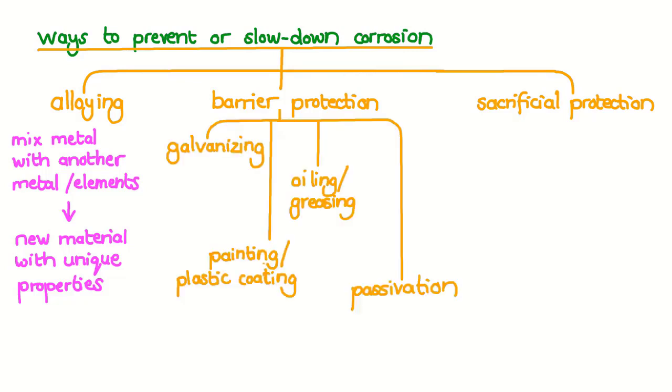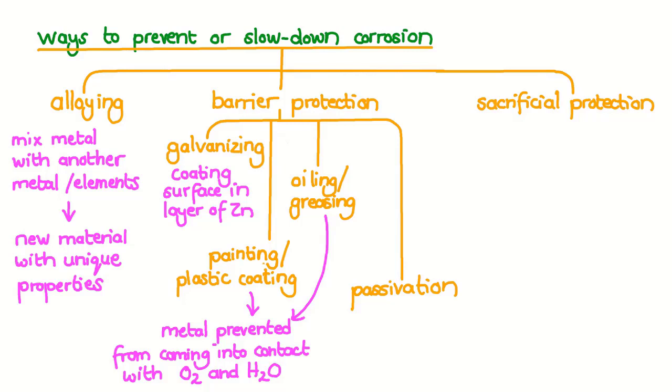Barrier protection includes galvanizing, painting and plastic coating, oiling and greasing, and passivation. Galvanizing involves coating a metal surface in a layer of zinc. We'll look at this in more depth in a moment. Painting, plastic coating, or coating a metal with a layer of oil or grease acts as a physical barrier to stop the metal coming into contact with oxygen and water.